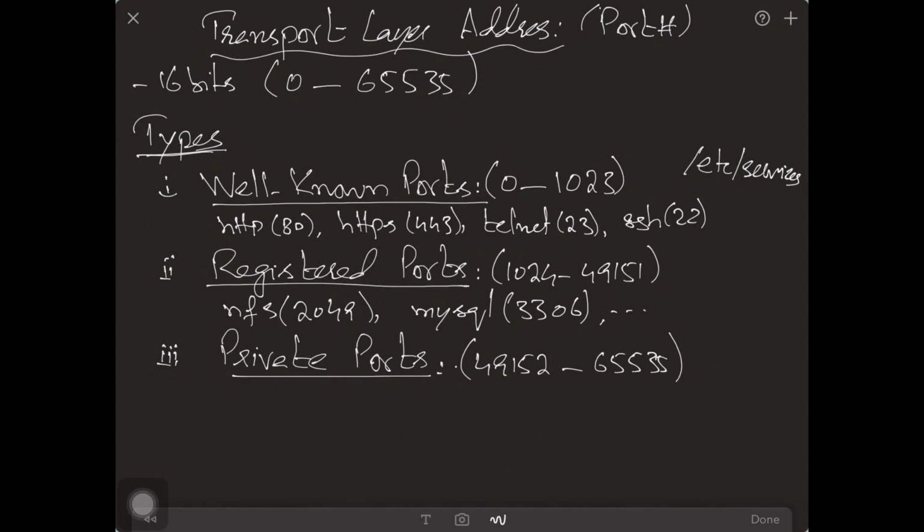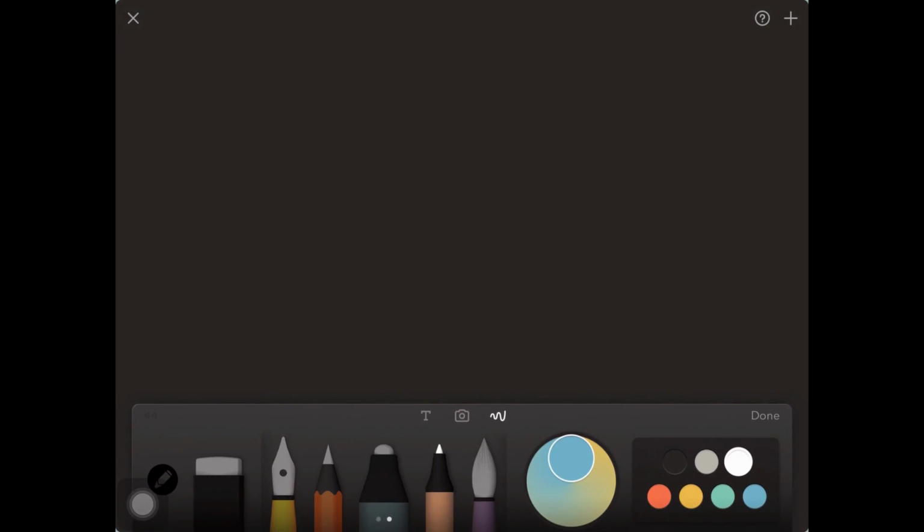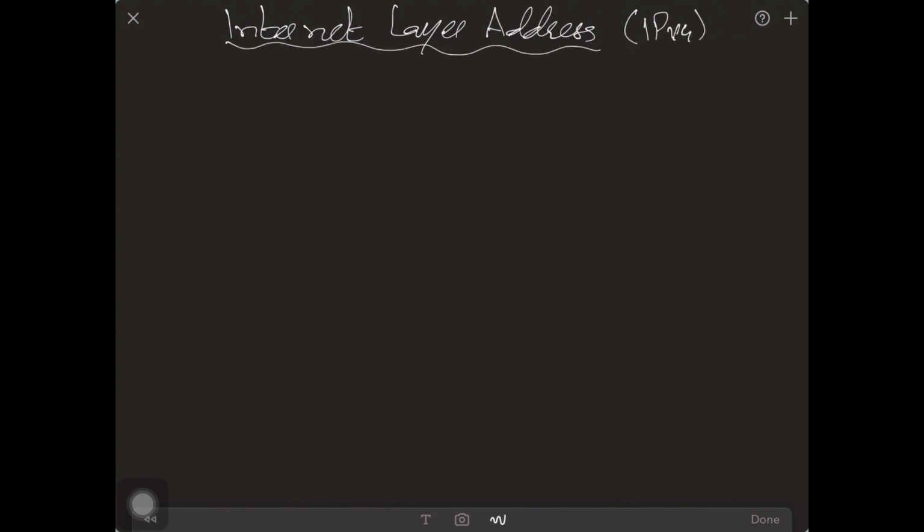So after having a fair idea about the application layer addresses, DNS, and the transport layer addresses, port numbers, let's move on to the famous internet layer address, IPv4. I will spend a bit of time on this internet layer address. Still today, we are using IP version 4 addresses while developing our applications. IPv6 is still the future.